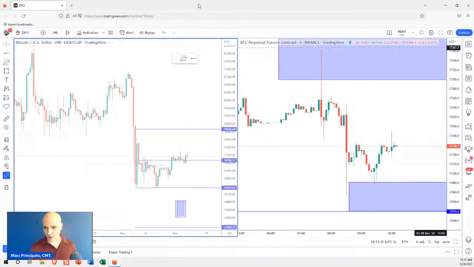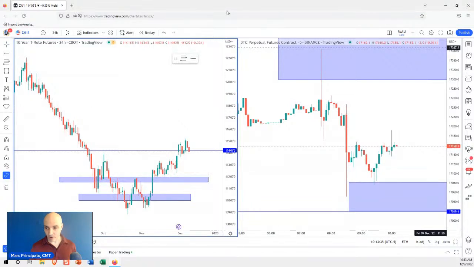Okay. So bond market, you should always check every day. Bond market now has a sell signal in it. You see that? We talked about this yesterday.